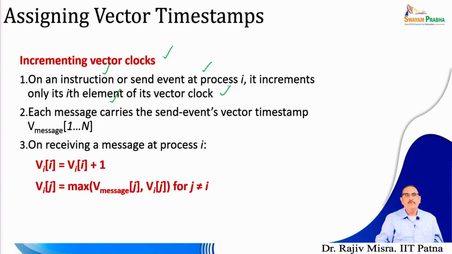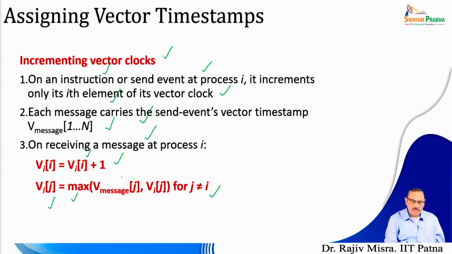The other type of increment says that each message carries the send event's vector timestamp, that is, the vector of that particular message will contain the send event's vector time. On a receive event at process i, it follows two steps. The first is that it increments its own clock value, that is, the ith element. Then it will update all other elements except i. That is done using the max function.